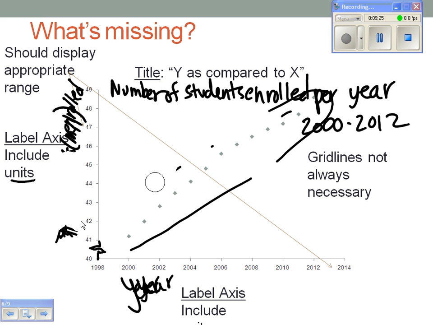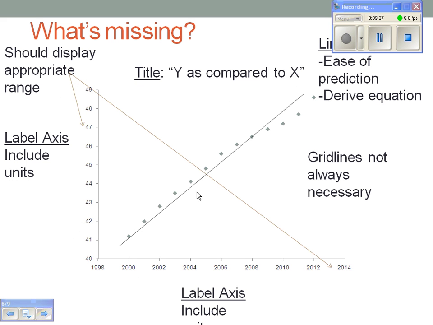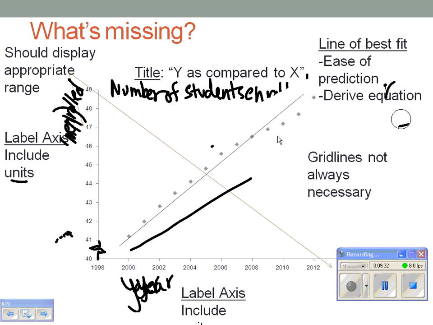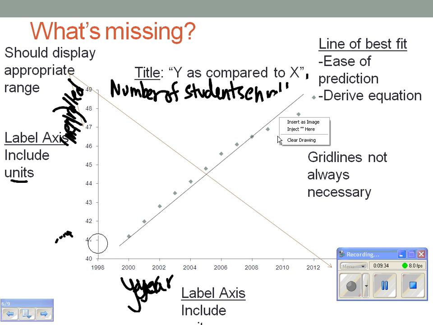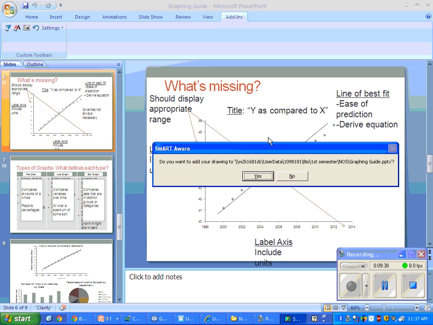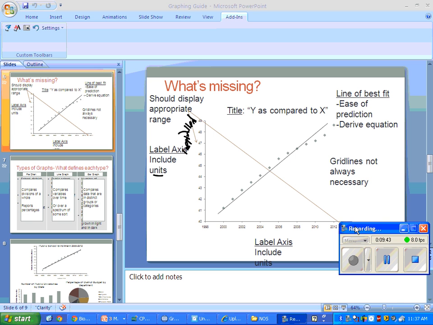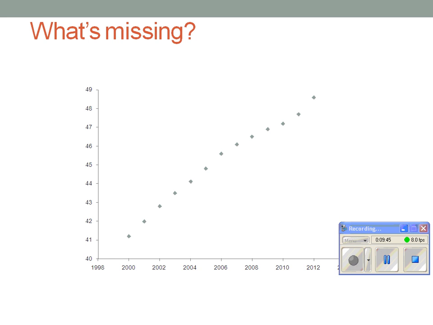sorry, that looks really bad. Let's go to the next. There we go. Okay, if you're making the graph on Excel, it'll make the line of best fit for you. Seriously, why does this keep happening? All right.